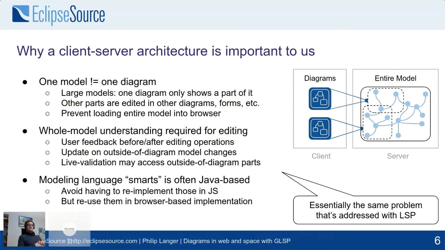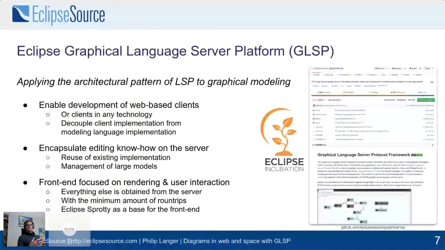And basically, when we saw these parallel issues, we identified the requirement that we need something like the language server protocol and language server architecture, but for diagrams and modeling in general. And that's exactly what the project, the Eclipse Graphical Language Server Platform, is about. It's basically applying the architectural pattern of LSP to graphical modeling.